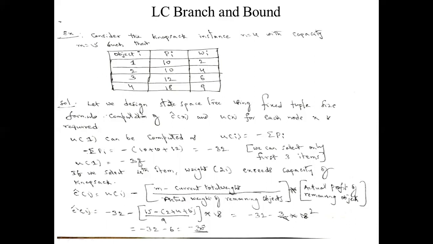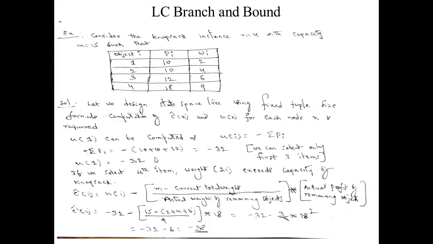So you need to start from the root node. You must calculate the root node's upper bound and cost value. The upper bound is nothing but the total sum of the profits, where we select all the elements in sequence starting from the first element.